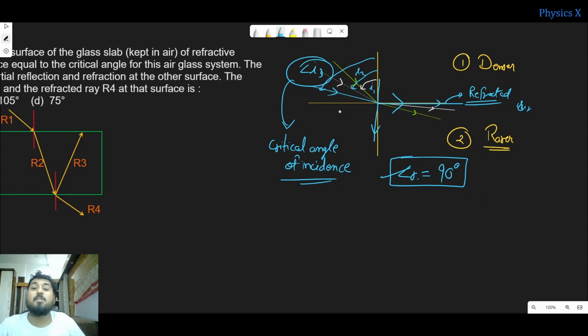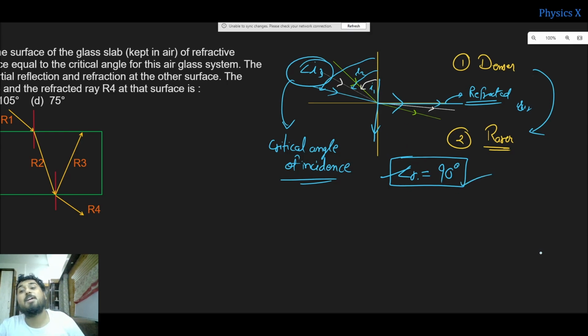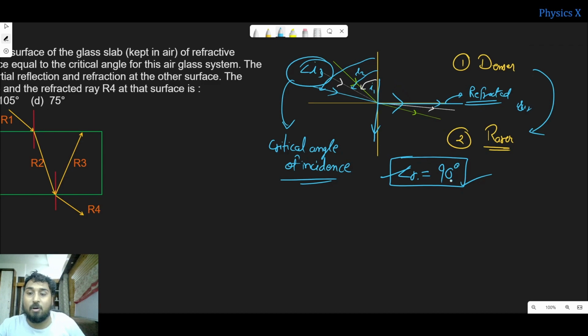So what is the meaning? First of all, the condition is that the light must go from denser to rarer medium, and in that case, when the angle of incidence is such that the angle of refraction becomes 90 degrees, then we call this angle of incidence the critical angle of incidence. And now if I write Snell's law, so what is Snell's law?